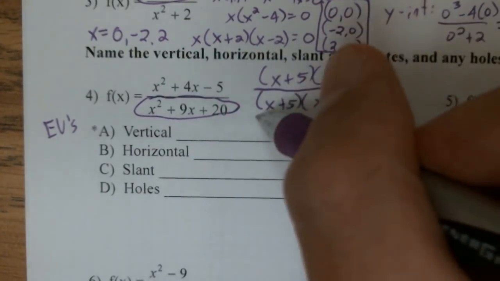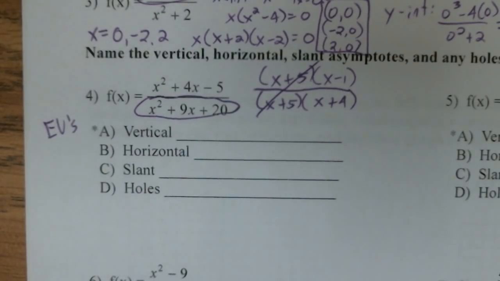So there'll be another x plus 5 and then an x plus 4. Okay, so right away I can see that there is a factor on top and on bottom, x plus 5 on top, x plus 5 on the bottom. And if that occurs, that means I have a hole. Okay, so I will definitely have a hole in this graph. I'll talk more about that in a second.